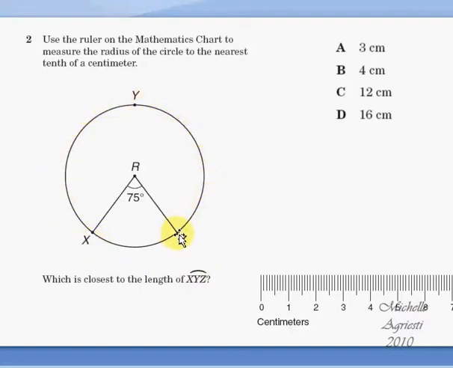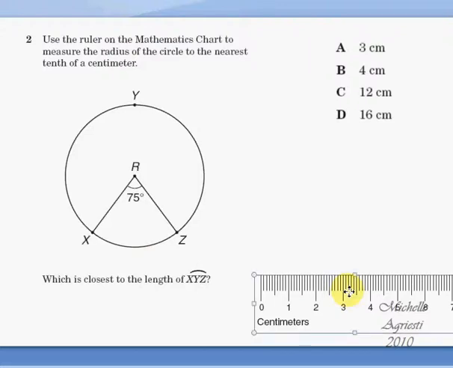Now we can't use the ruler to measure a curve, but I know that this arc is part of the circumference, which is all the way around. So if I can find the circumference of the circle, then I can find out which portion belongs to the arc. And to find the circumference, I will need to either find the radius or the diameter. They've given me a hint. They said use the ruler to find the radius. So that is what I'll do.